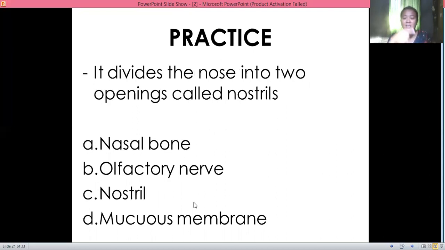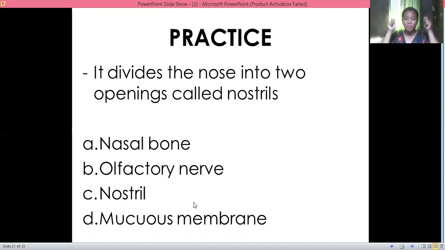It divides the nose into 2 openings called nostrils. A, nasal bone. B, olfactory nerve. C, nostril, or D, mucous membrane? Ready? Please write your answer in 5, 4, 3, 2, 1.